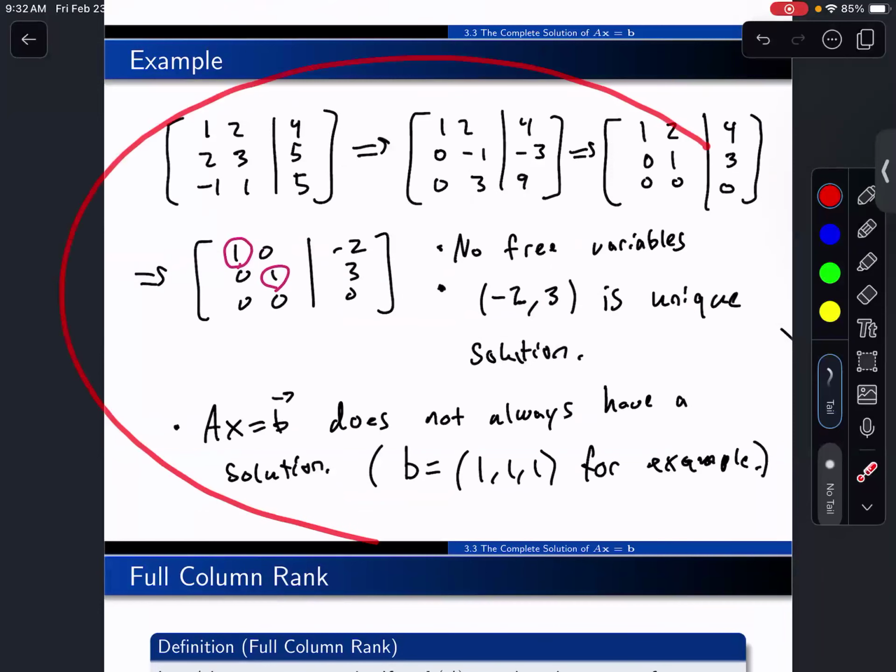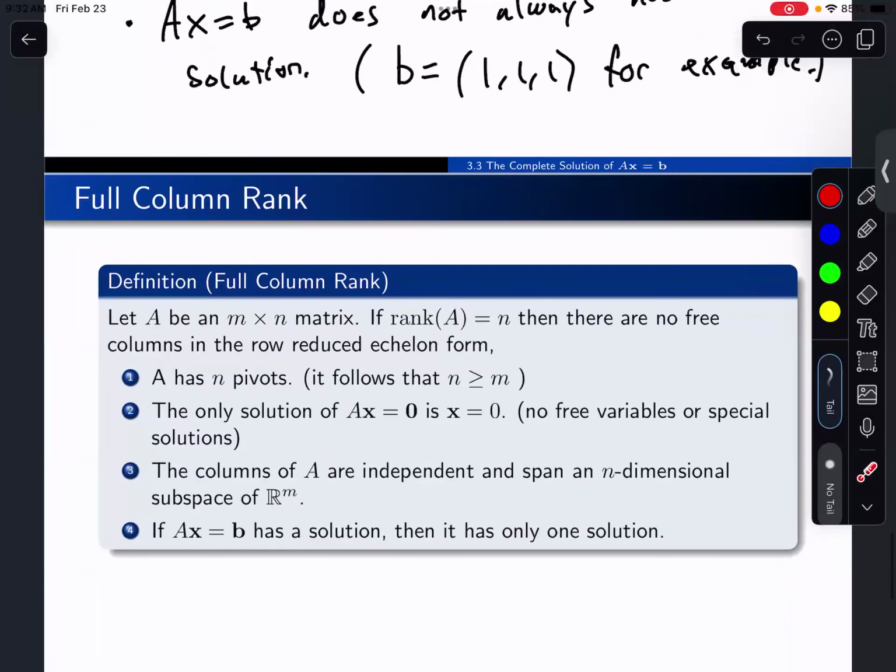Okay, any questions about this example? Okay, quiz time. Let me stop recording for 1 second.